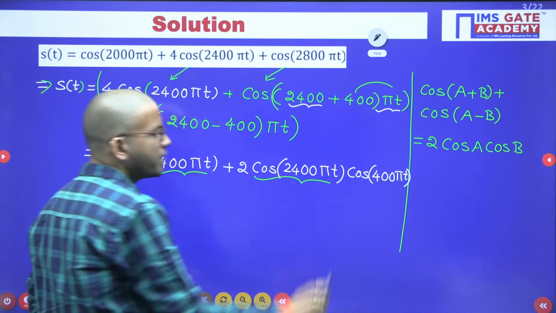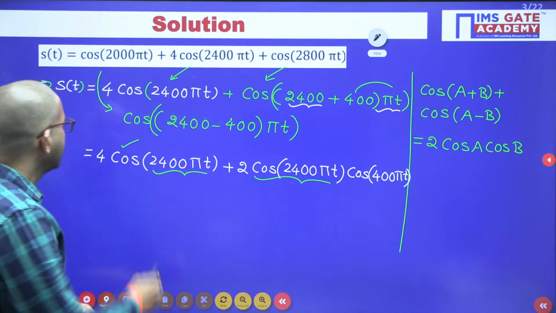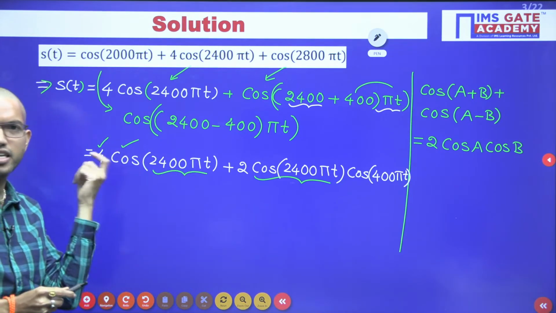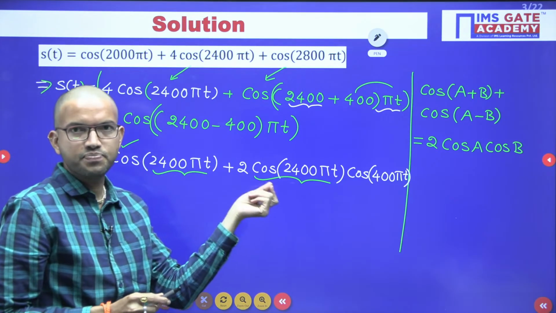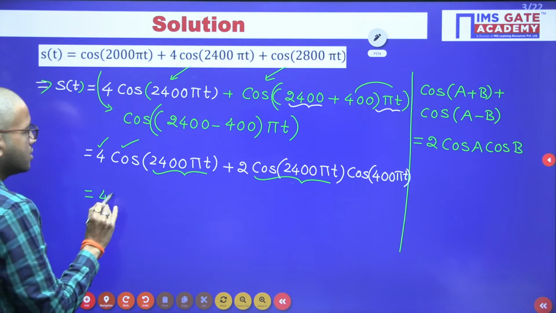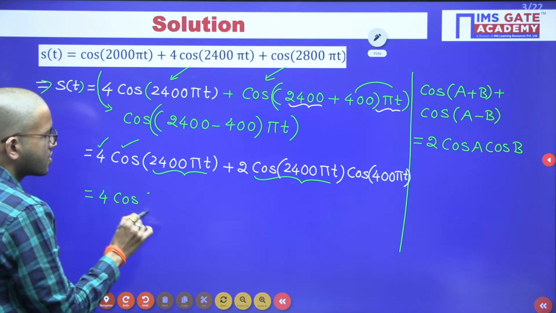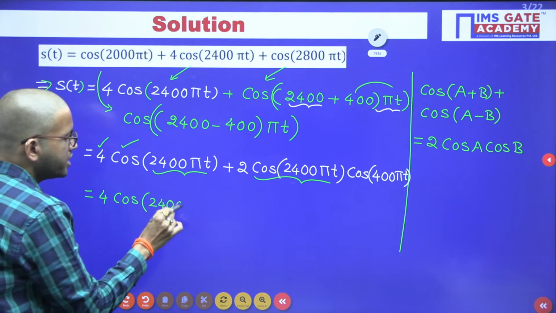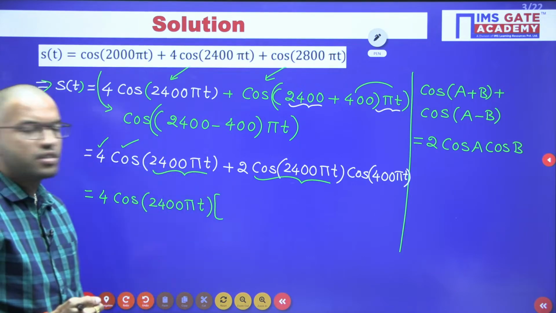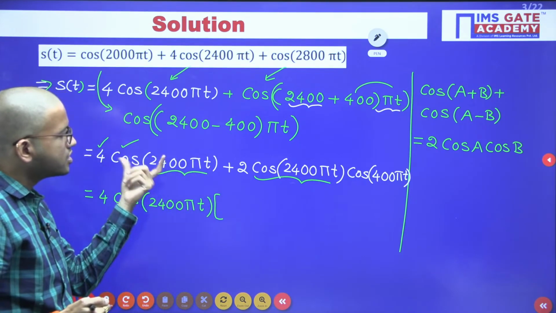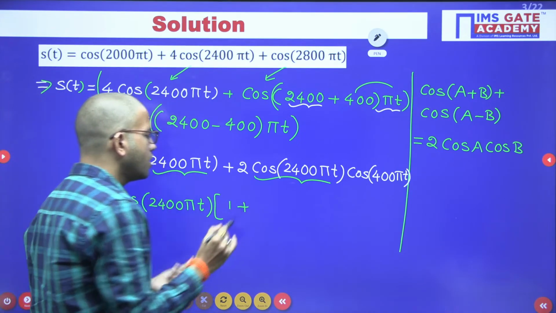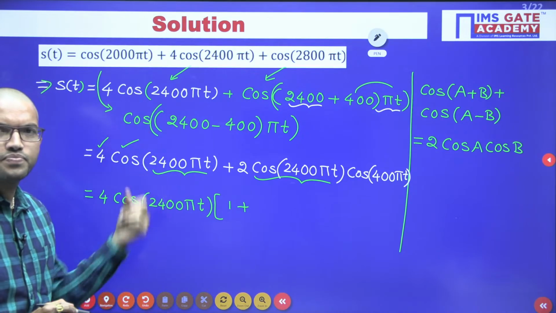Cos 2400 pi t we can take common, and for this particular signal amplitude is 4, that 4 also we can take common. Accordingly you will get some factor here, right? So here I am taking 4 cos 2400 pi t as common. That means the entire first term I have taken as common. So here I will get simply 1 into this term is nothing but this term, right?